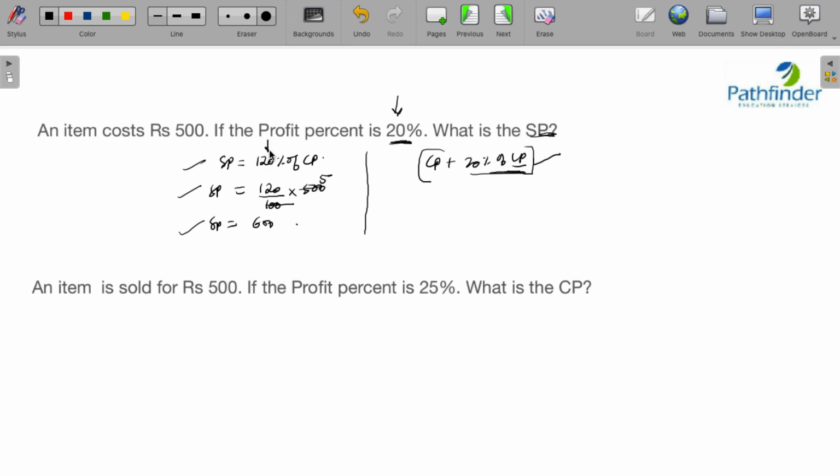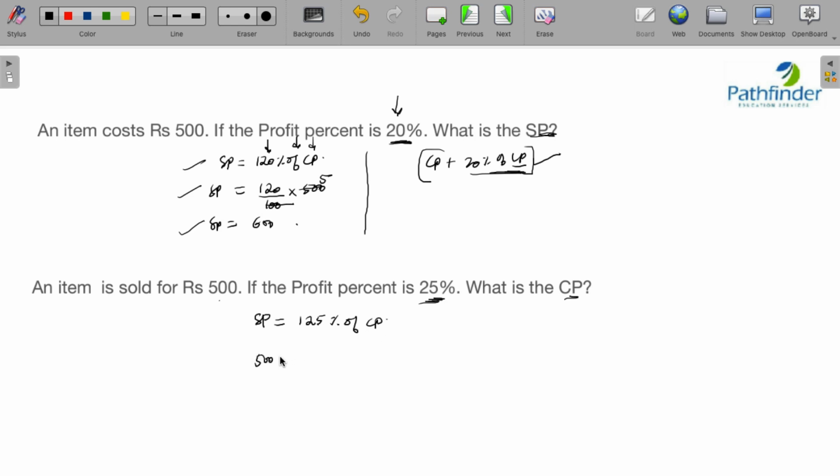But you should understand this relation very quickly. An item is sold for rupees 500. If the profit percent is 25%, what is the CP? Now you are given the selling price, but profit percent is 25%. So instantly you should be able to write down selling price is equal to 125% of cost price. This should be instantaneous.